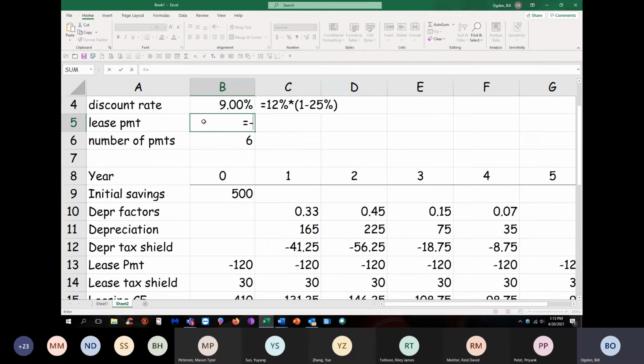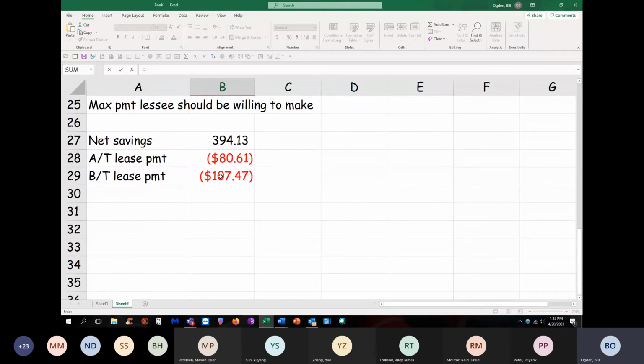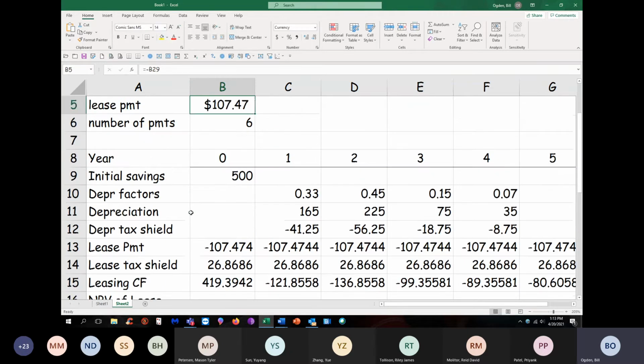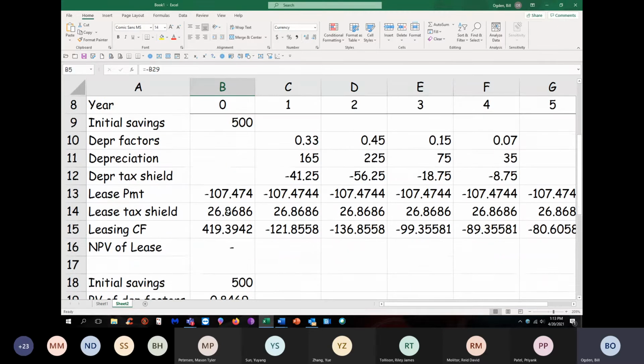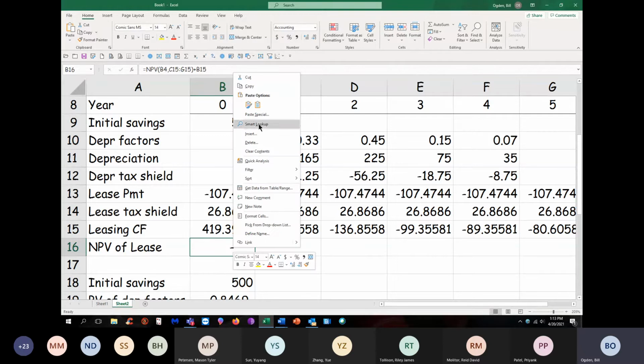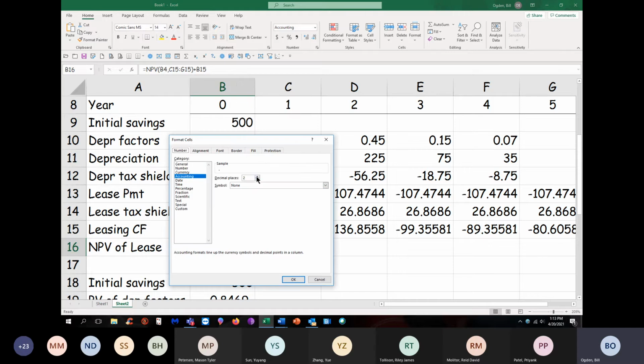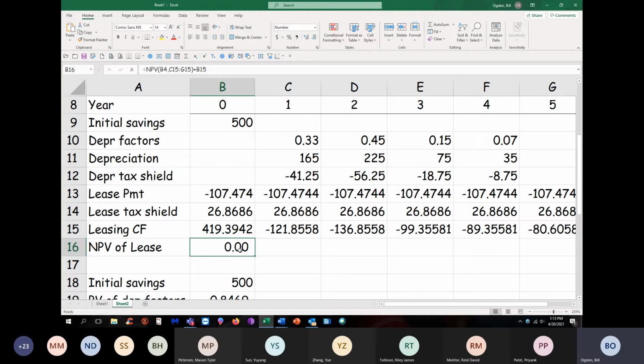We display it as a positive number, so we have to flip the sign. So minus, and what did we say our lease payment minimum would be? 107.47. So if I enter that in here, and I come down to the NPV here, oh, look at that. This is just a display issue. So let's do our format of our cells, and let's show 2 decimals. So that is 0.